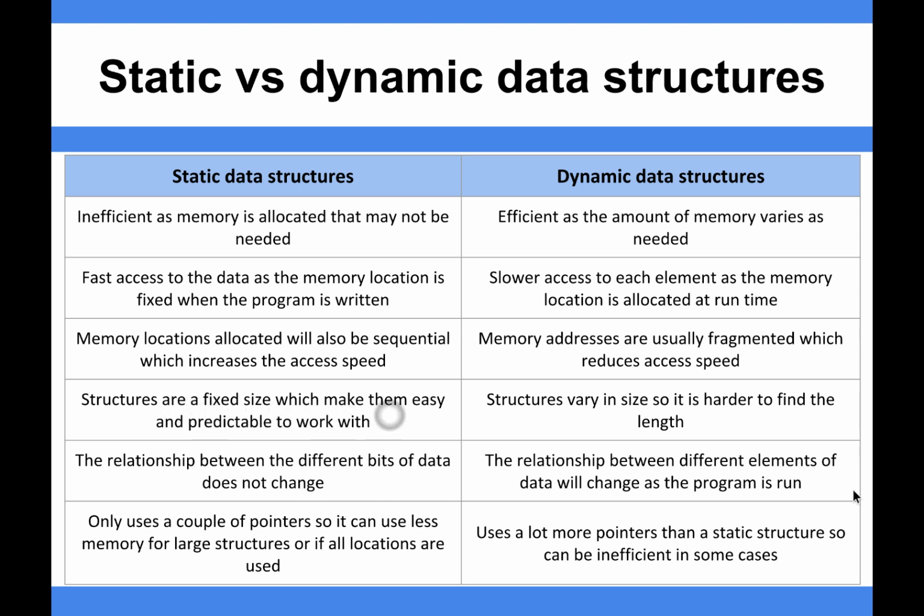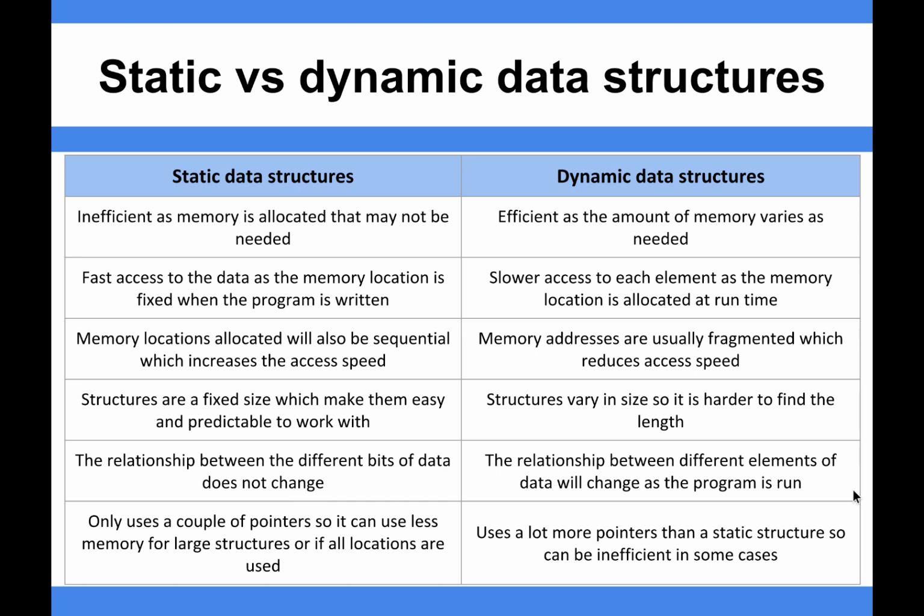Structures are a fixed size, which may make them a bit easier to work with, a bit more predictable. The relationship between different bits of data does not change. What we mean by that is the second position is always the second position in the structure. So the relationship and the memory locations never change, again making them slightly easier to work with. And it only uses a couple of pointers, so it uses less memory for large structures or if all locations are used.